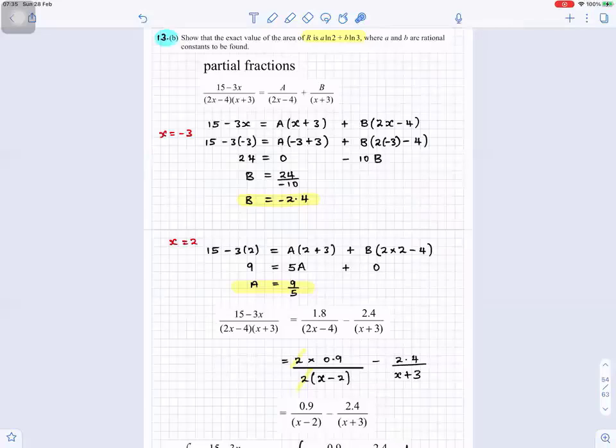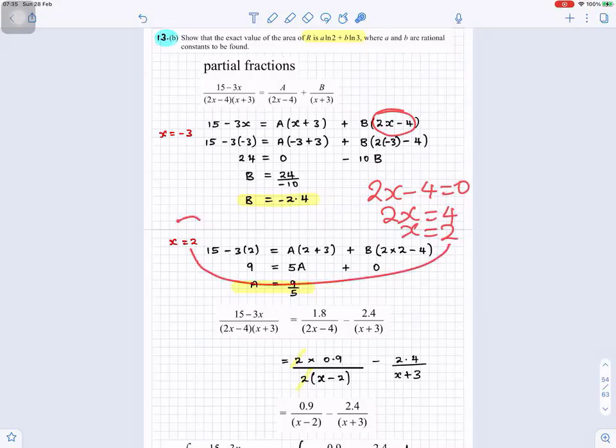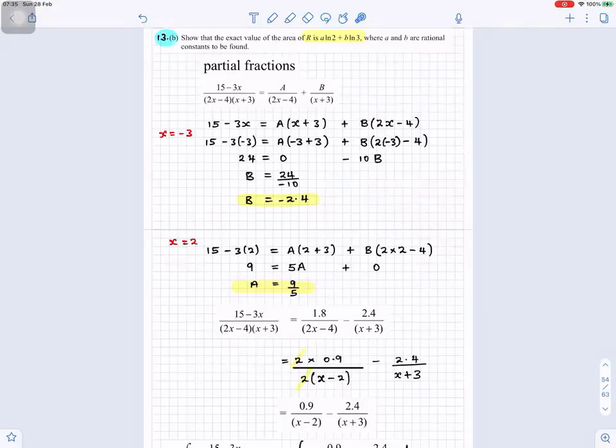And the next thing is we look for what we can put to make b 0. The 2x minus 4 is equal to 0, so 2x is equal to 4, x is equal to 2. So we use x to be 2. When you use x to be 2, this b will be 0, and you will find a to be 0.9. So you got a and you know b, which you can write down.